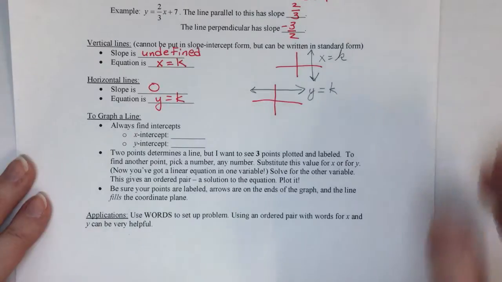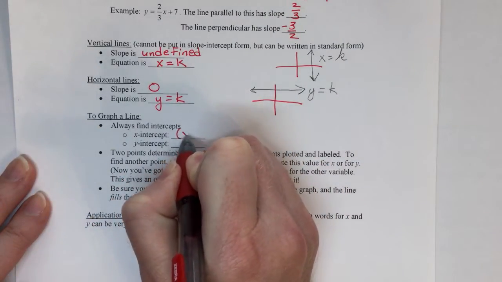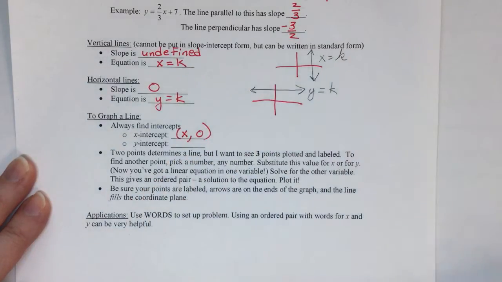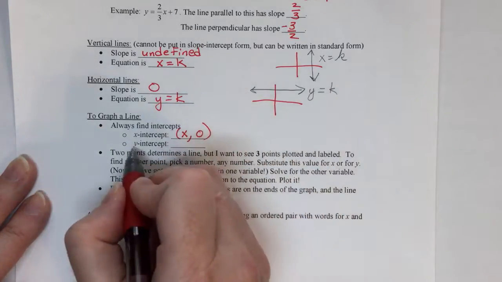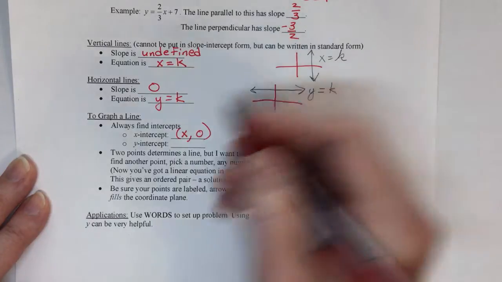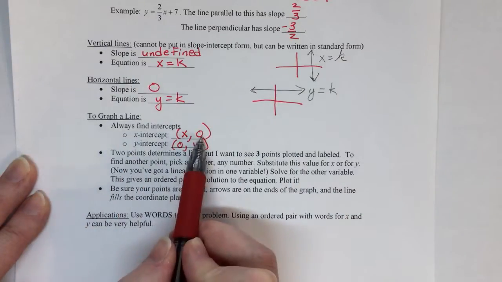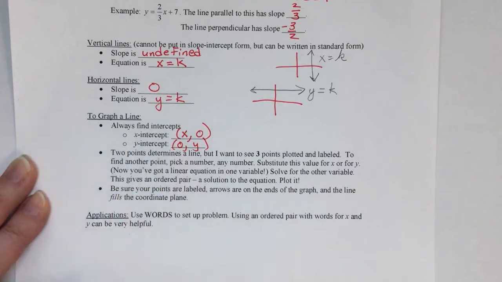When graphing lines, intercepts are important points. X-intercept, x is any number, but y is 0. So to find an x-intercept, let y be 0, solve for x. The y-intercept, where you cross the y-axis, y could be any number, but x has to be 0. So x-intercept, let y be 0; y-intercept, let x be 0. Two points determine a line, but when you're getting started in particular, it's good to always find a third point to be sure you haven't made a mistake.